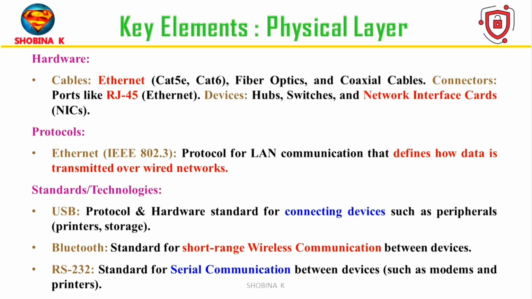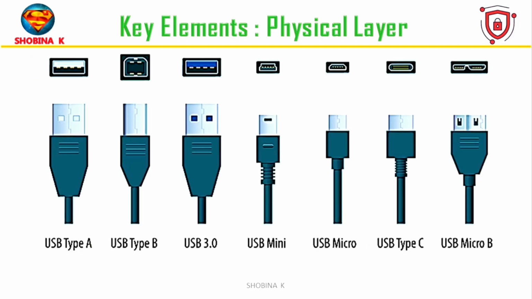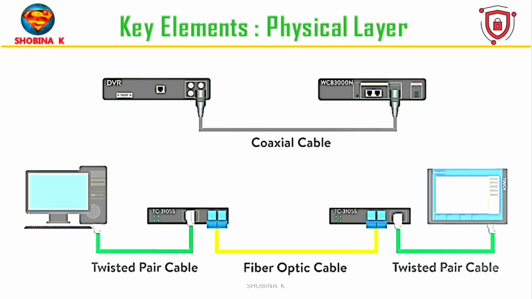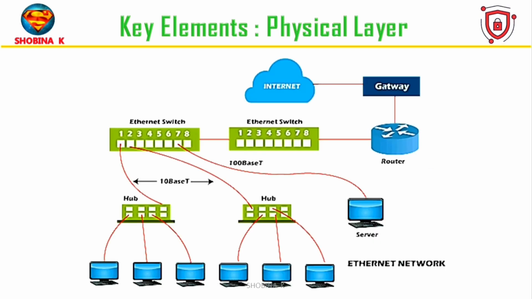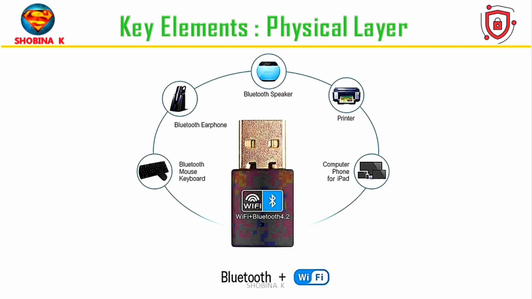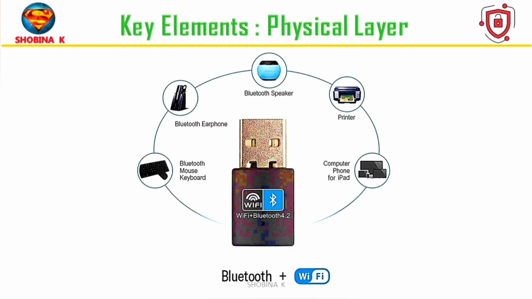USB is a protocol and hardware used to connect peripherals like keyboard, mouse, storage devices, and also allows data transfer between them. Bluetooth is a wireless standard for short-range communication between devices. RS-232 is a standard protocol for serial communication. It is often used with modems and printers. The USB, Bluetooth, and Ethernet are examples of standards that define how devices connect and communicate at physical level. They specify how data is transmitted over cables or wirelessly.